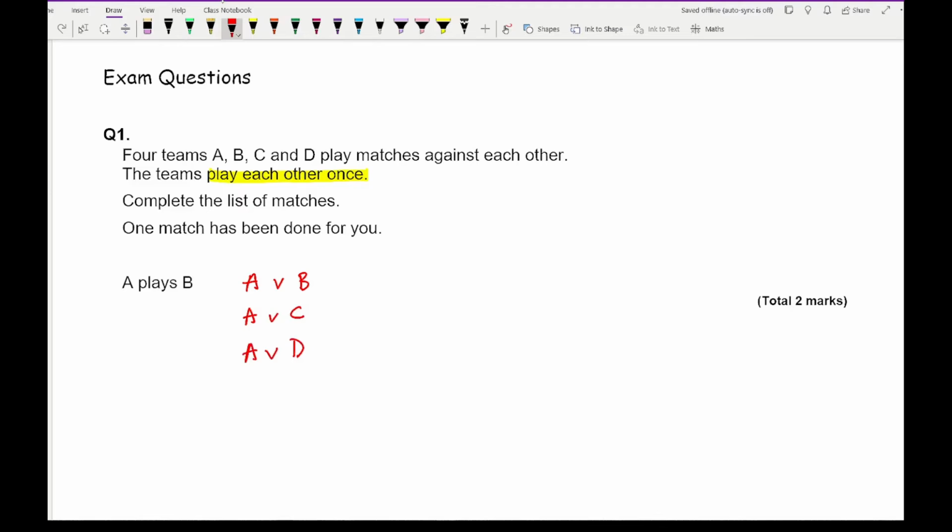So then what I'm going to do is involve B. Now B has already played A, so the only two teams they can play are C, and B can play D. And then finally for this we've got C, and the only team that C hasn't played, because obviously if they've played B, they've played C, is C versus D. So here, in terms of completing the list of matches, that is exactly what I have done.